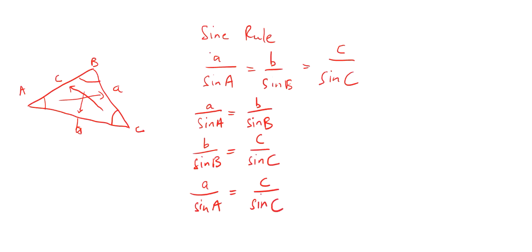Don't get too confused with this, right? What you need to remember is the length of one side divided by the sine of the angle that is opposite to it is equal to another side divided by the sine of the angle which is opposite it. Okay? So I'll show you an example as to how we can use the sine rule.